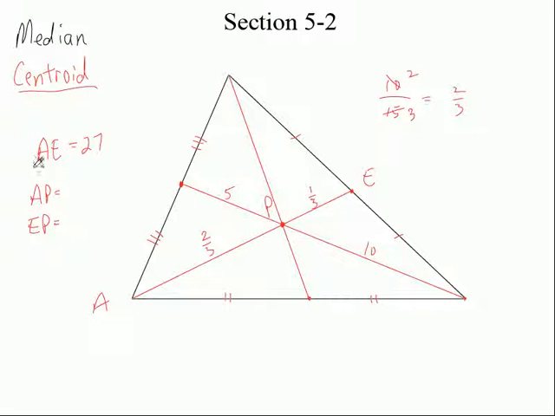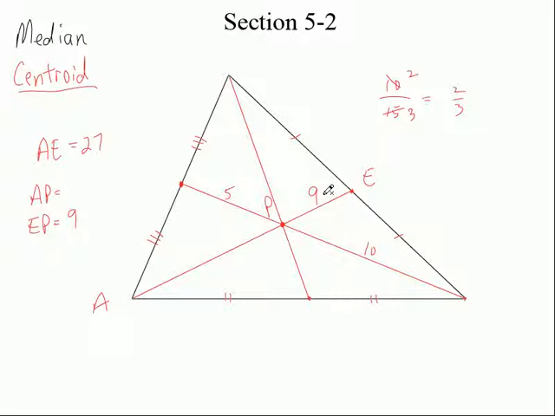Take the whole thing, which is AE, which is 27. How do I find the shorter section? It's 1/3 of this. Or just divide it by 3, right? Multiplying by 1/3 is the same as dividing by 3. So what's 27 divided by 3? It's 9. So that thing right there, let's get rid of the fractions. That little bit is 9.